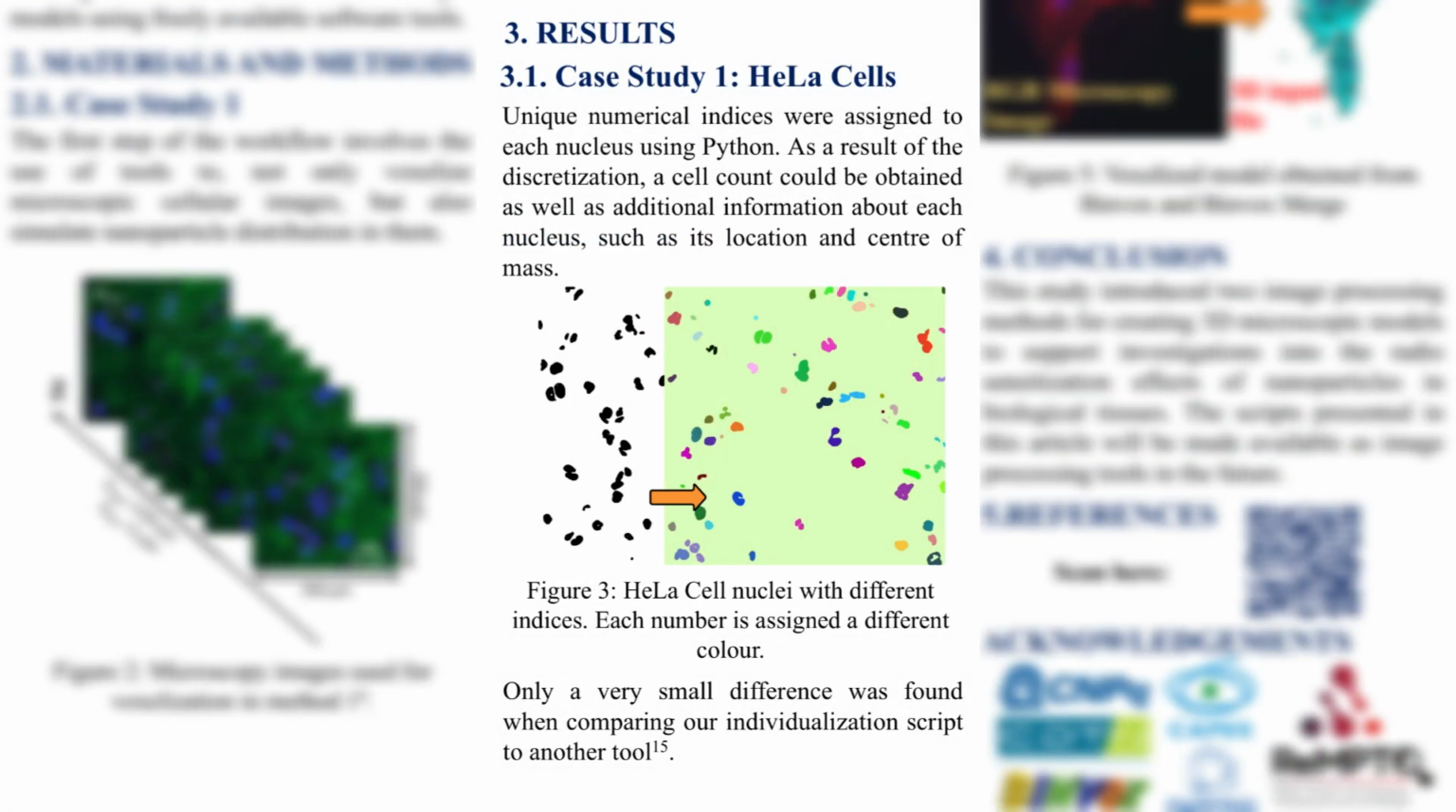For the results in case study 1, we have seen that the discretization of these nuclei was really successful, because we used another plugin from ImageJ to validate our results. We have seen that the difference between our results and theirs was around 0.001% in the average difference of the coordinates of the center of mass of each nuclei in any direction. So only a very small difference was found when comparing to another tool.